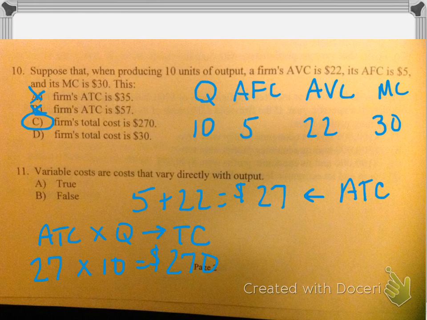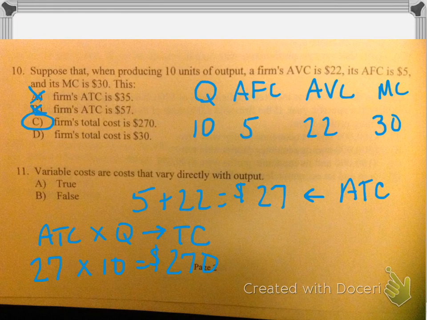So looking at these, it was asking me about either average total cost or total cost. So what I did is I added my average fixed and average variable together to get $27, and I realized that if I multiply by that 10, that would give me $270. So the answer for number 10 is C.